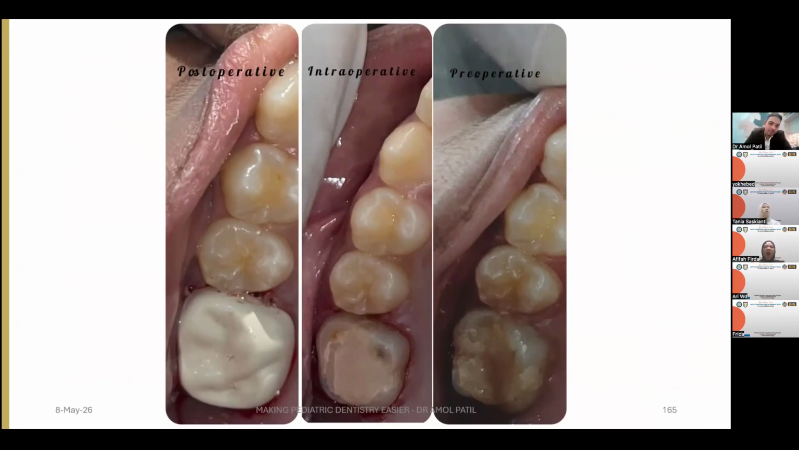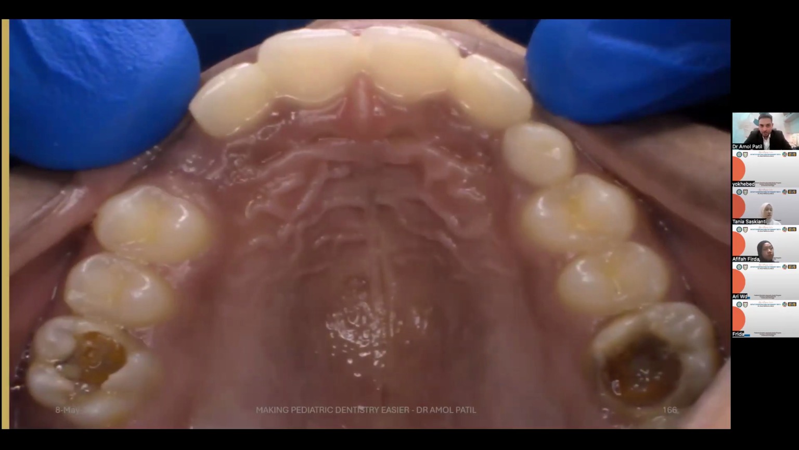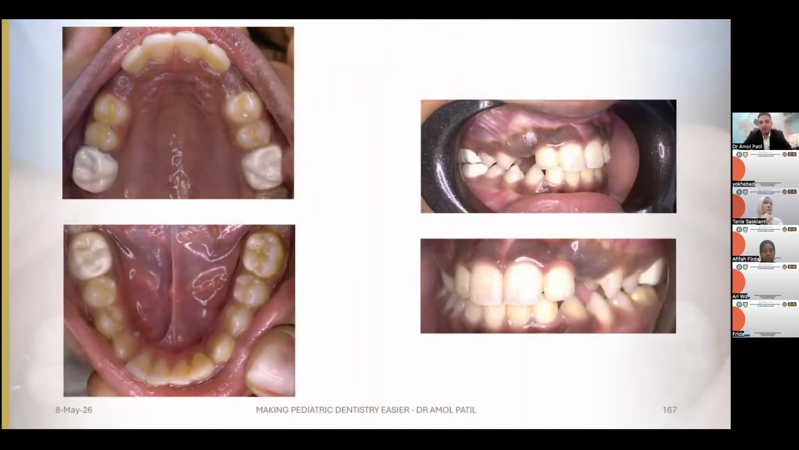So in cases where the patient has hypoplasia, like hypoplastic molars or MIH, this is a better option if the patient wants an aesthetic restoration. Otherwise, stainless steel crowns are the gold standard.